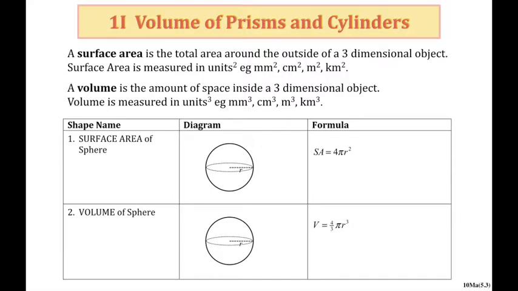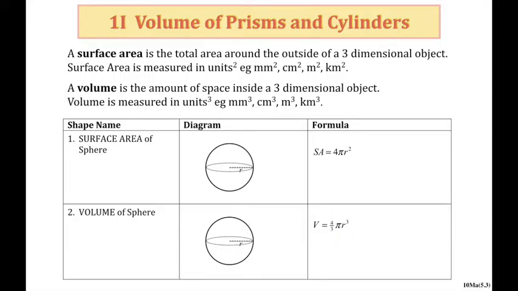So you can see on the screen here, we've got our formulas for our surface area. There's our sphere, we've got a radius, and the formula for the surface area of a sphere is 4 times pi times r squared. The formula for the volume is a bit more complicated. So there's our sphere with its radius. The formula for the volume of a sphere is 4/3 times pi times the radius cubed.